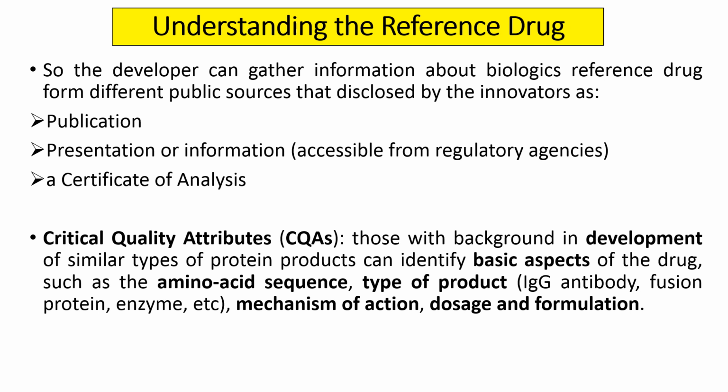It is the critical quality attributes, CQAs. Those with a good background in the development of similar types of protein products can help to identify basic aspects of the drug, such as amino acid sequence and type of product, like IgG antibody, fusion protein, and enzyme. Along with this information, they can also know about the mechanism of action, dosage, and formulation.